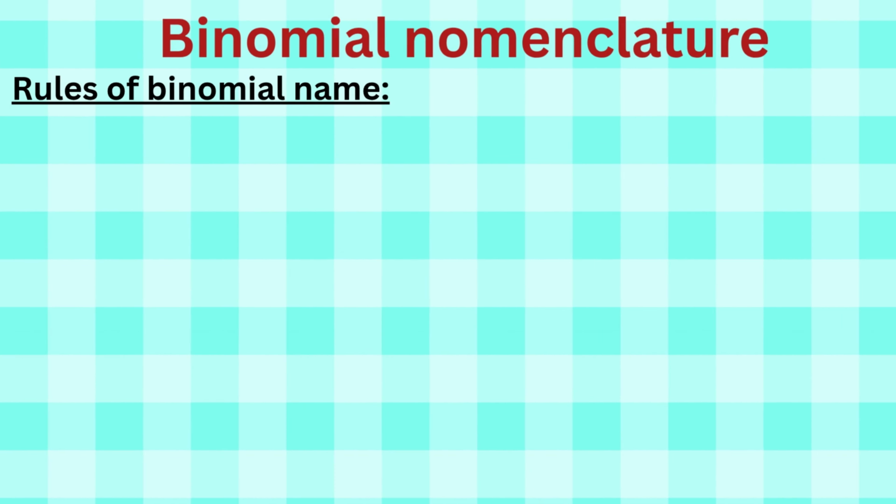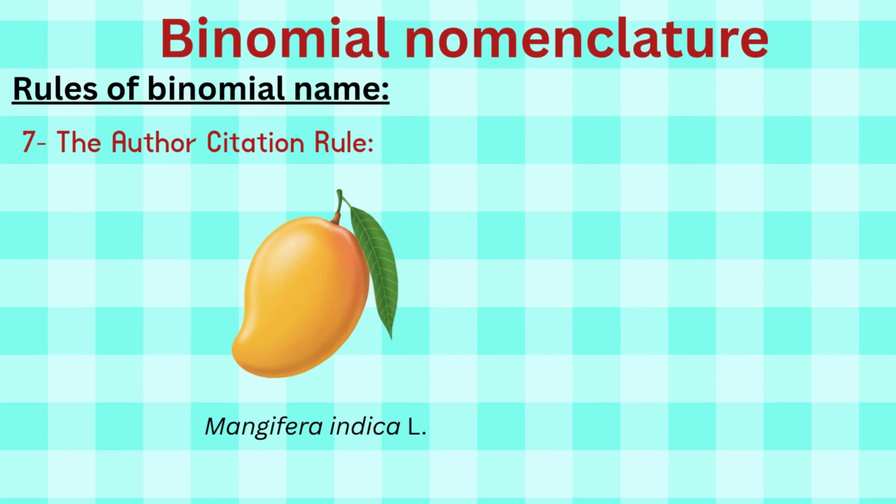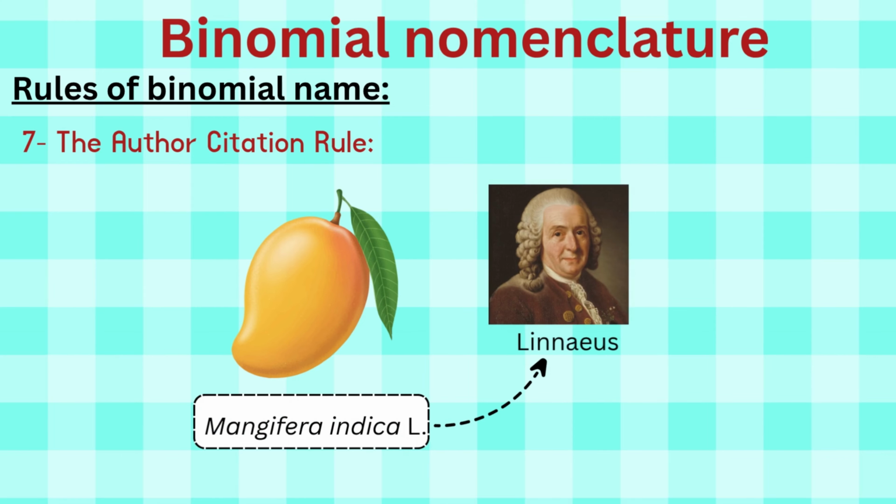Rule number 7, the author citation rule. Sometimes, you'll see a name or initial after the species, like Mangifera indica L. This, L, stands for Linnaeus, the scientist who first described it. This authority name is never italicized. It's there to honor the scientific legacy.